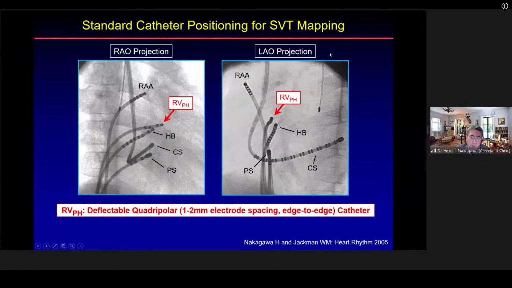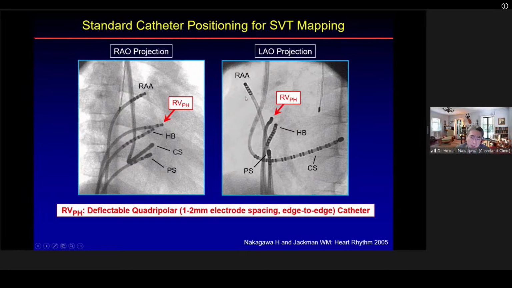Let's go to the practical issues. It's important to have a quadripolar catheter with 1 or 2 millimeter electrode spacing. Here is the octopolar His catheter, deflectable. I know not many people use this, but this is very important. And also have a deflectable parahisian pacing catheter, a quadripolar catheter here: the octopolar His recording catheter and the quadripolar pacing catheter for the parahisian pacing.